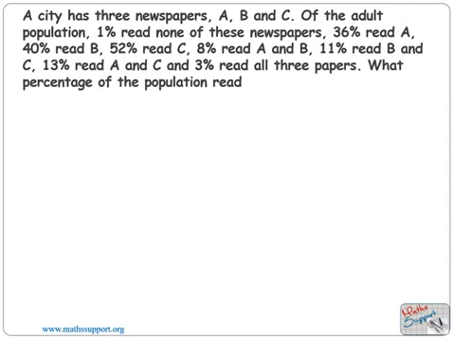A city has 3 newspapers, A, B, and C. Of the adult population, 1% read none of the newspapers, 35% read A, 40% read B, 52% read C, 8% read A and B, 11% read B and C, and 13% read A and C, and 3% read all 3 papers. What percentage of the population reads newspaper A only? To answer this question, it's better to draw the Venn diagram.